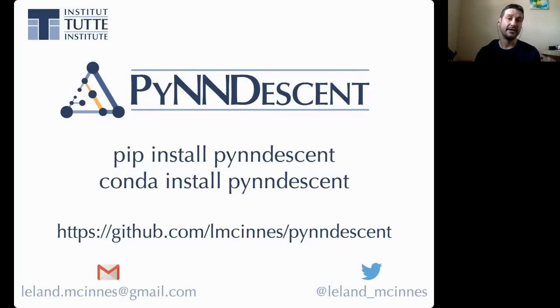So, in summary, PyNNDescent is a pure Python library for approximate nearest neighbor search. It's very fast, it's flexible, and it's extensible, and you can install it right now from pip or conda to speed up your existing sklearn workflows.